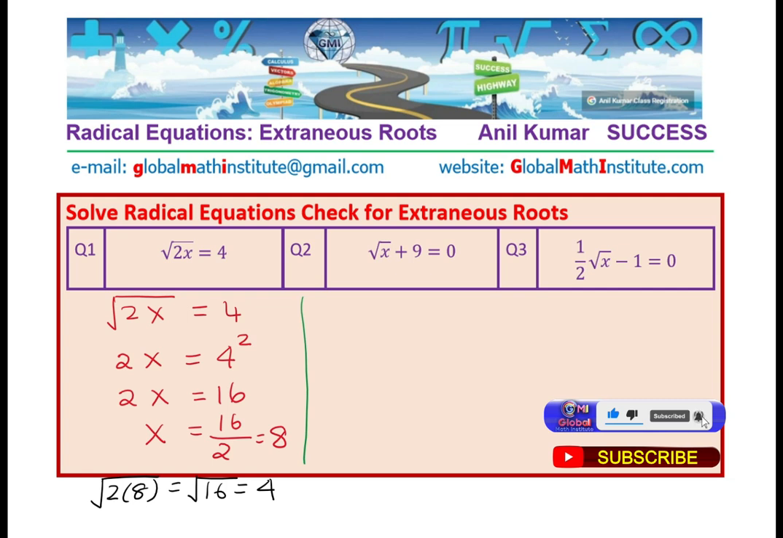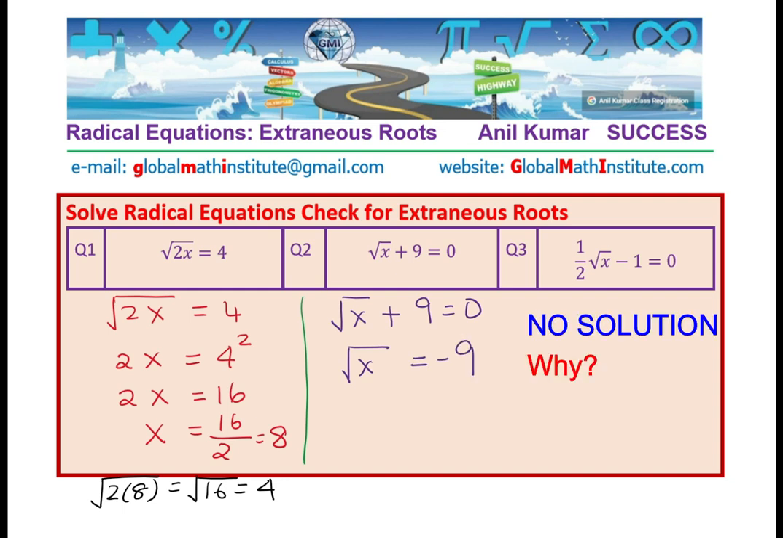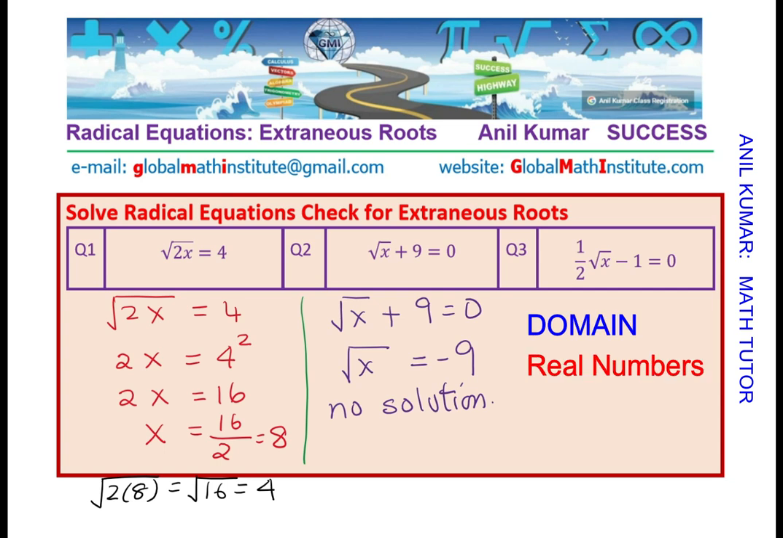Question number 2. Square root of x plus 9 equals 0. Let's rewrite the question first. We have square root of x plus 9 equals 0. If I take 9 to the other side, it becomes negative 9. Since we know that square root of x is always non negative, therefore we have no solution in this case, right? Remember, we are working in the domain of real numbers. So we know x belongs to the set of real numbers. This is important, right? In complex numbers, we will have a solution for this.